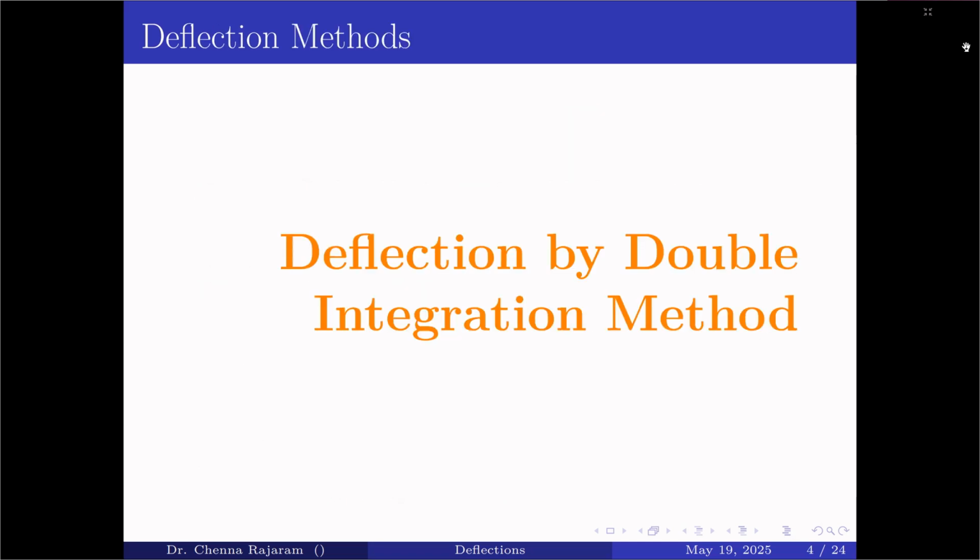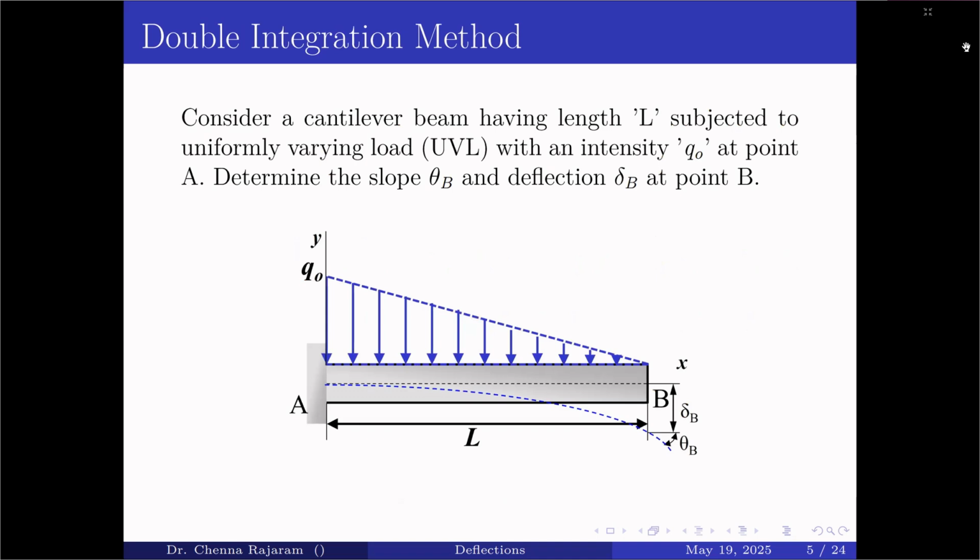Now we'll discuss how to calculate the slope and deflection using the double integration method. Let us consider a cantilever beam of length L subjected to a uniformly varying load with an intensity q naught at point A, and determine the slope at point B and the deflection at point B. Generally, in most textbooks, the problems are given for a cantilever beam subjected to a point load and a uniformly distributed load. But very rarely can we see problems like a cantilever beam subjected to a uniformly varying load.